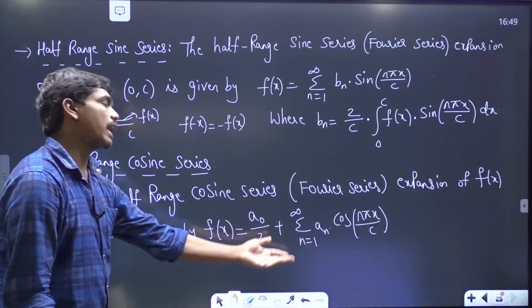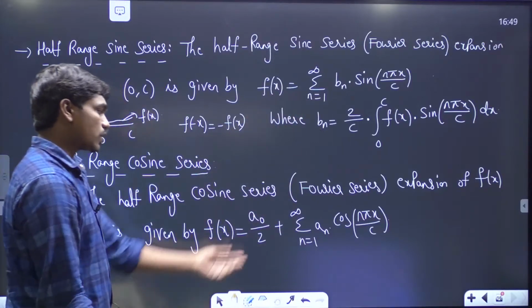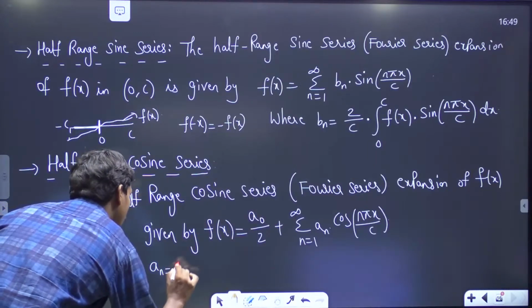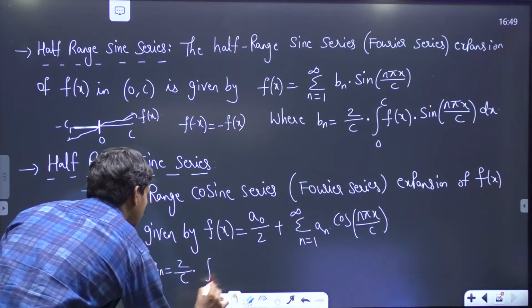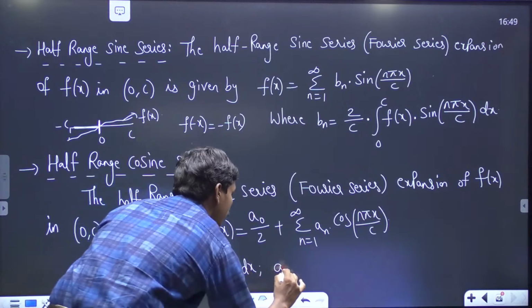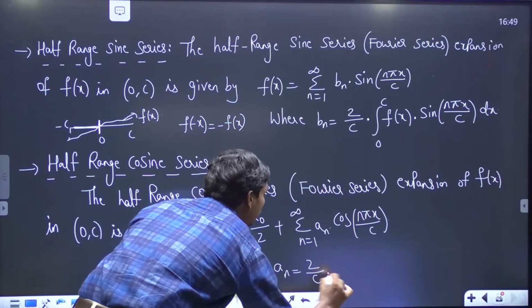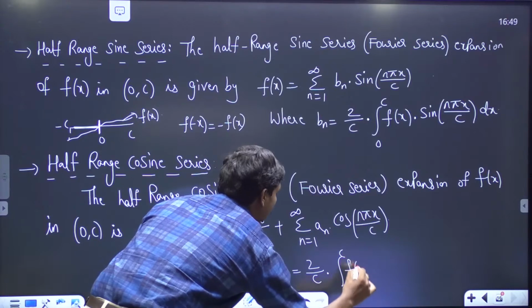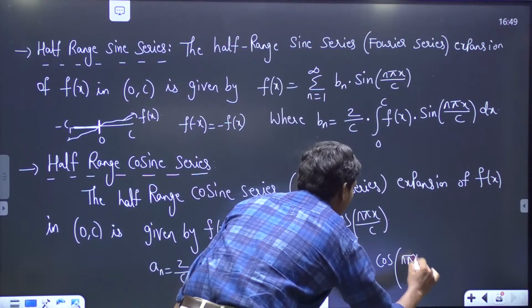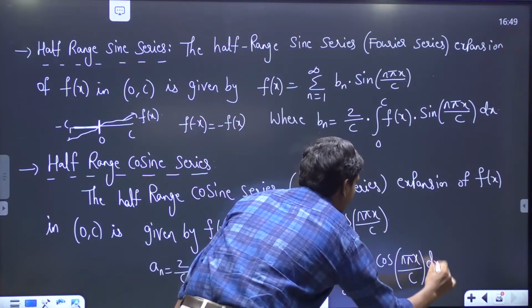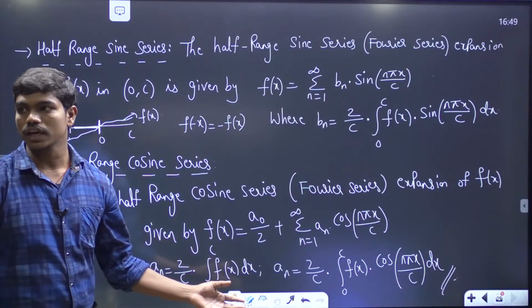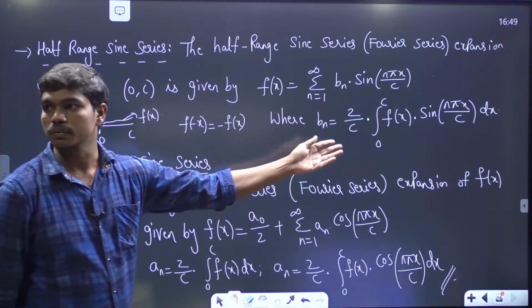So this is what we have, and this is the half range sine series. Now the expressions for a naught and a n, if we calculate: a naught is equal to 2 by c into integral 0 to c f of x dx. And a n is equal to 2 by c into integral 0 to c f of x into cos n pi x by c dx. So this is how you will be evaluating the half range cosine series formula for this, and the half range sine series formula for this as well.